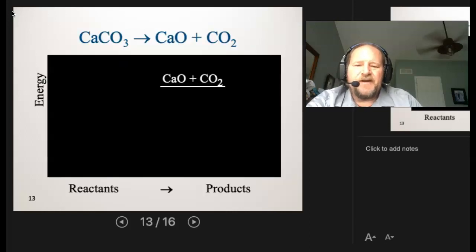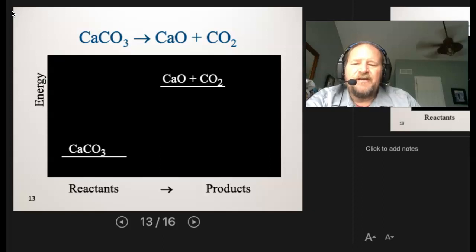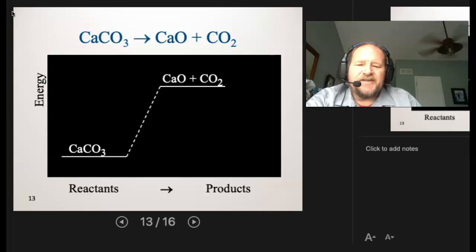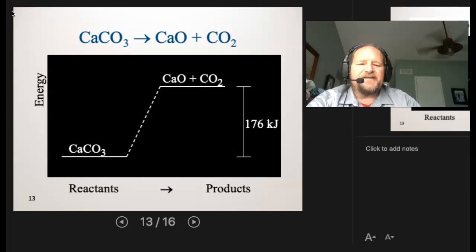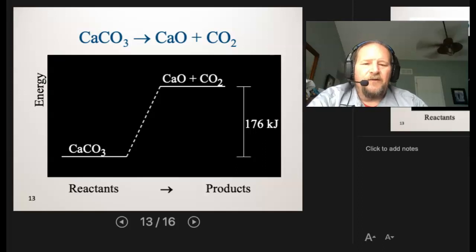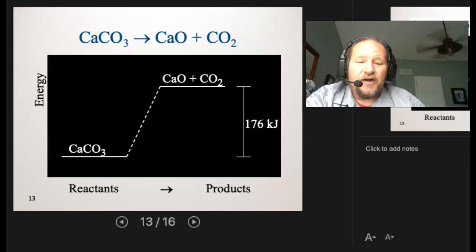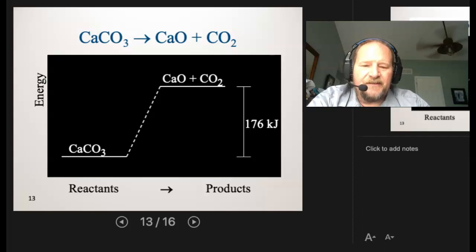We have calcium carbonate, which decomposes to form calcium oxide and CO2. And this time, calcium oxide and CO2 are going to be higher in energy than our reactants, our calcium carbonate. When the reaction takes place, again, I can use the CRC textbook to figure out what these values are, but there's going to be a difference here of 176 kilojoules. Now, this time, it's going to cost us 176 kilojoules.